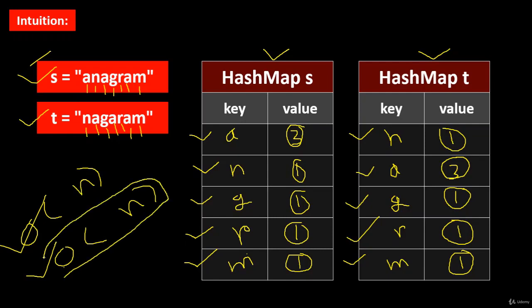Can you optimize this solution? Can you solve this problem in constant space complexity? Now let's see how we can solve this problem in constant space complexity. To solve this problem in constant space complexity, we'll use an array. In the English alphabet, we have 26 characters. For this problem, we're given only the lowercase English alphabet.